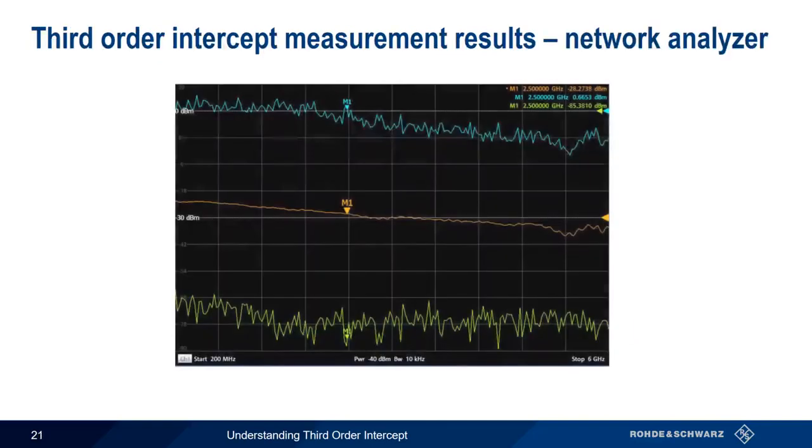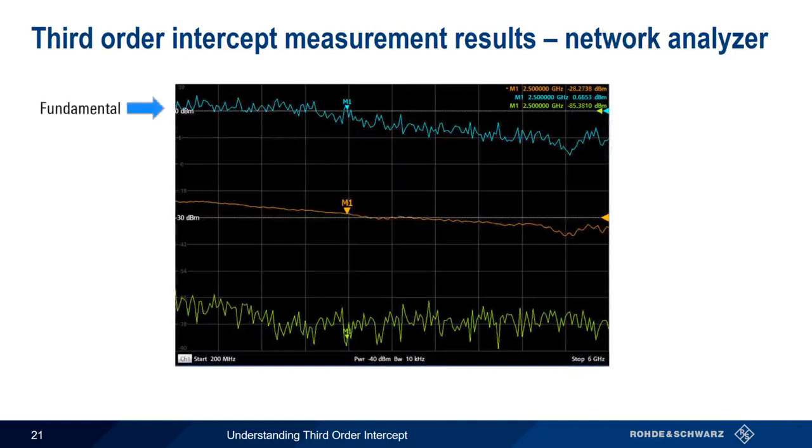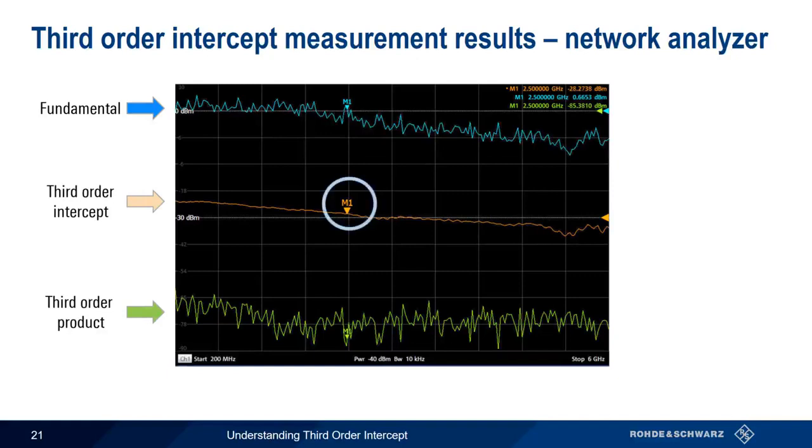Using a network analyzer, we can plot the levels of the fundamental, third-order product, and calculated third-order intercept as a function of frequency. Markers can be used to obtain values at a given frequency. For example, the calculated third-order intercept at 2.5 GHz is -28.2738 dBm. We can see in this example that third-order intercept, and hence linearity, are decreasing as frequency increases.